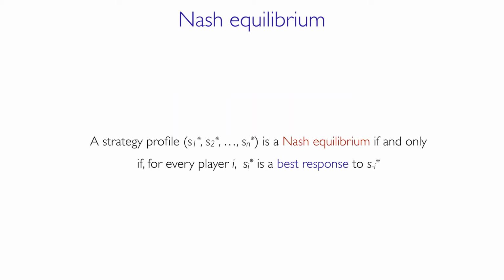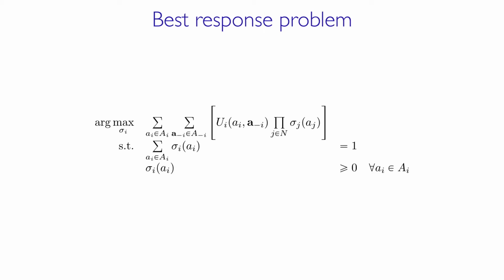Recall the definition of a Nash equilibrium. A strategy profile is a Nash equilibrium when every player is playing a best response to the strategies of the opponents. So, in order to write a mathematical program to find a Nash equilibrium, we start writing the best response problem of a generic player i.